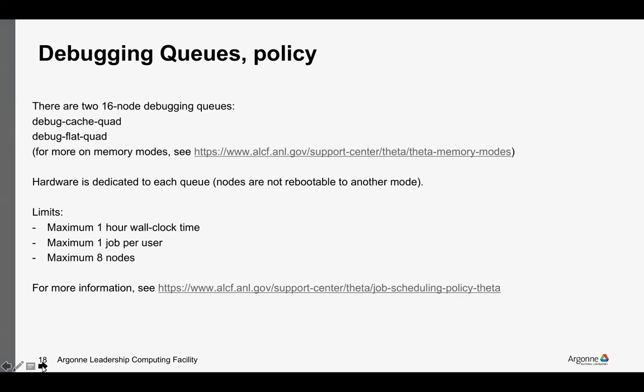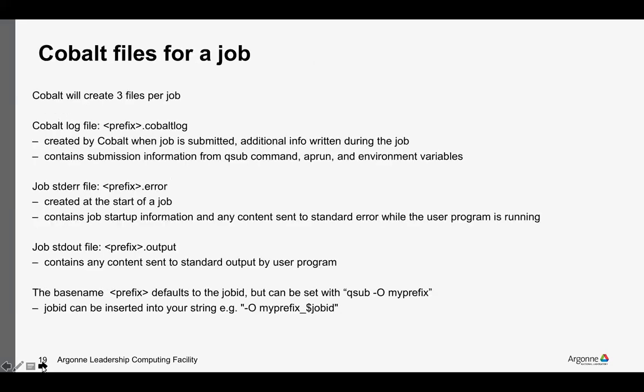These queues are named after the memory modes, which you can find out more about at the link shown. The memory modes are cache quad and flat quad. Cache quad is the more common that people typically use. There's a limit of 1 hour wall clock time, and in the debug queues, 1 job per user and a maximum of 8 nodes. See the link for more information.